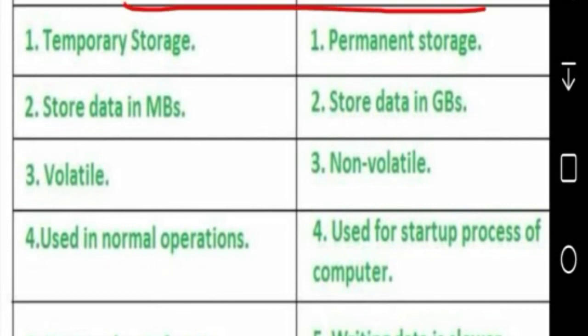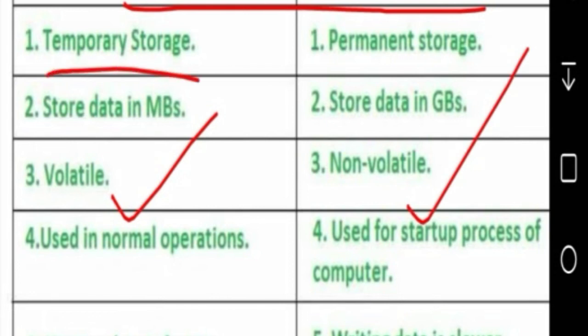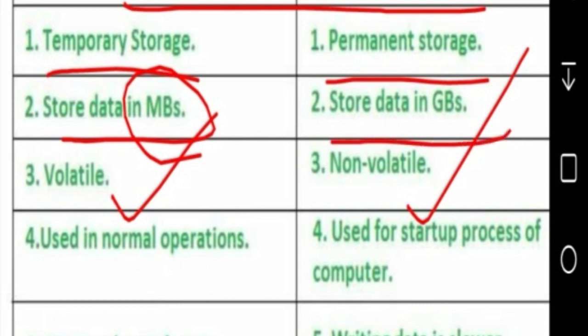RAM stands for random access memory and ROM stands for read-only memory. RAM can read and write, ROM can only read. On the basis of volatility, RAM is a volatile memory, ROM is a non-volatile memory. RAM is a temporary storage, ROM is a permanent storage. In RAM, data is stored in the form of MB, and in ROM, data is stored in the form of GB. Capacity of RAM is from 64 MB to 16 GB. ROM is comparatively smaller and cheaper than RAM.